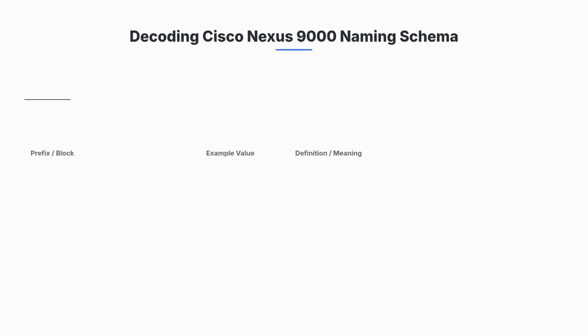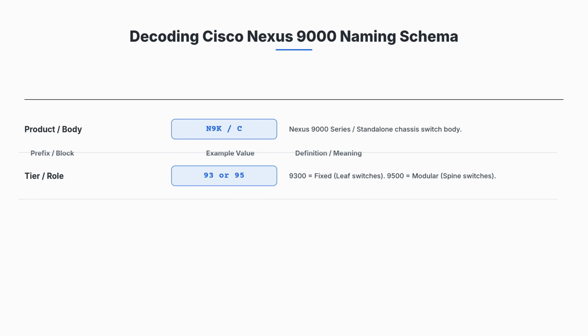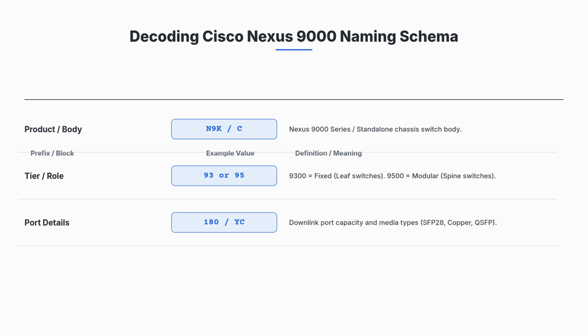To audit any ACI fabric, you need to decode Cisco's naming schema. Every part of a Nexus model number reveals its physical capabilities. The N9K prefix designates the Nexus 9000 platform, while the letter C identifies a standalone switch chassis. The series digits dictate its architectural role. A 9300 indicates a fixed leaf switch, while a 9500 designates a modular spine chassis. Finally, the remaining characters identify port density, interface speeds like YC or TC, and the specific cloud scale ASIC generation.